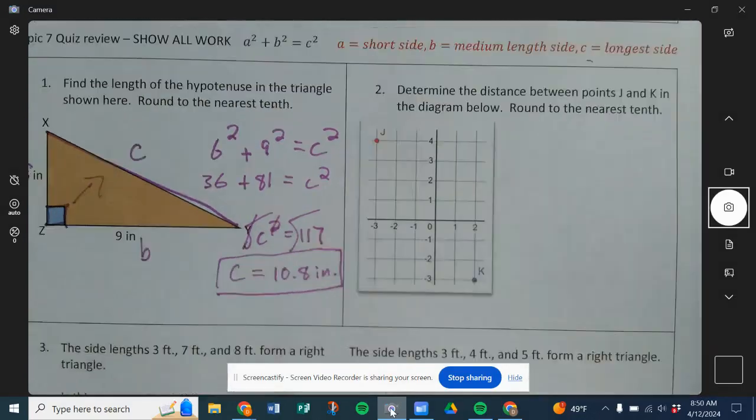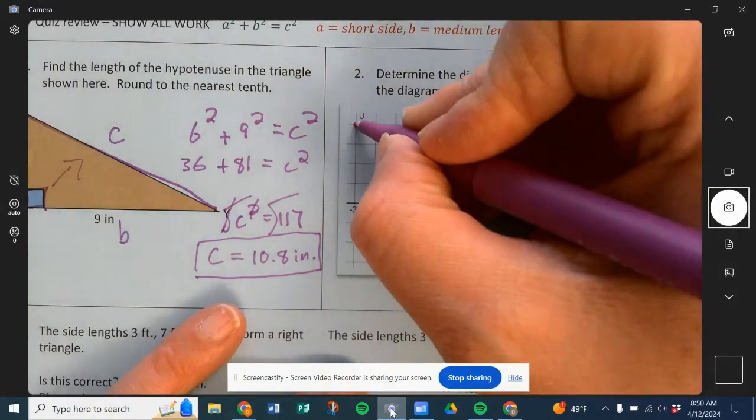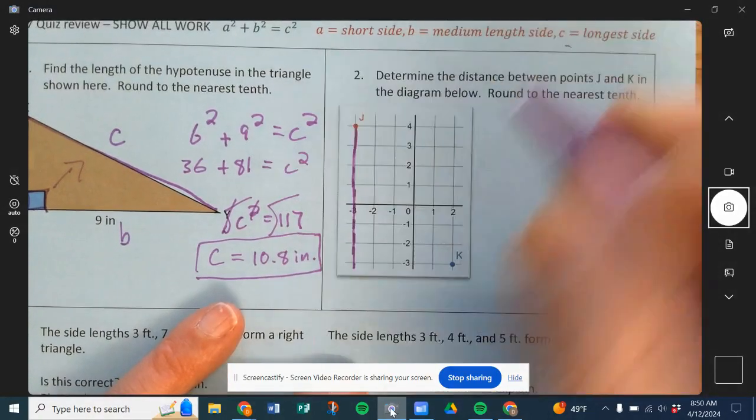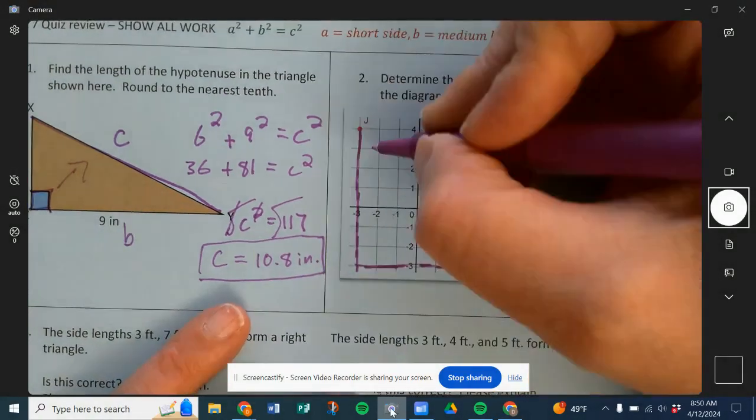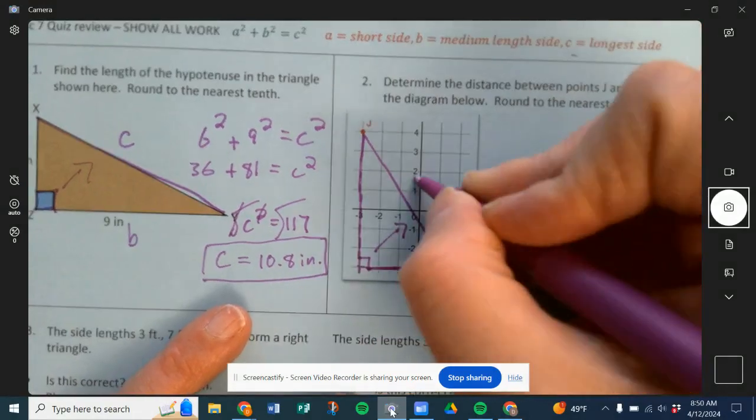And there we go. Determine the distance between points J and K in the diagram below, rounded to the nearest tenth. I'm just going to use the grid to make a triangle. So we've got our right triangle right here. Hypotenuse is right here, so that's our C value.